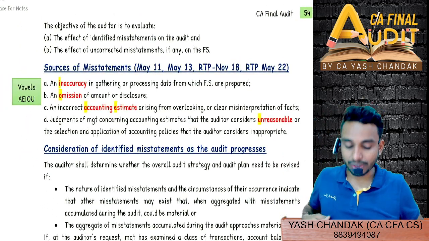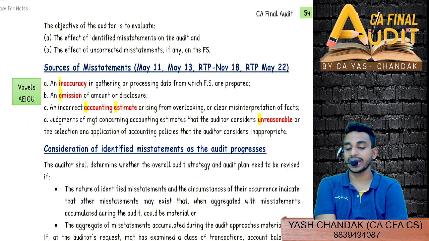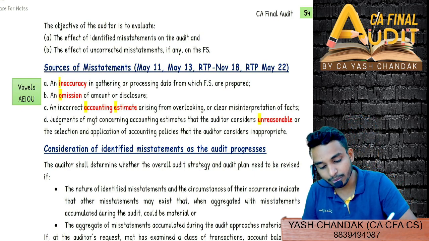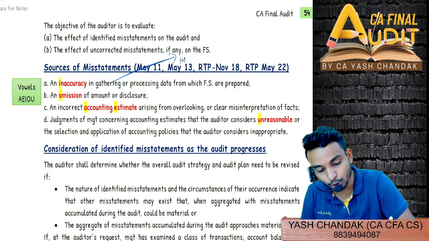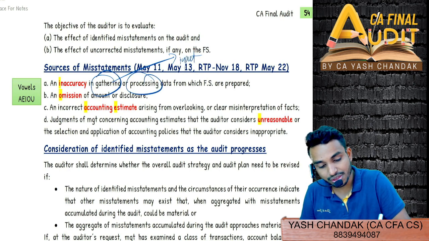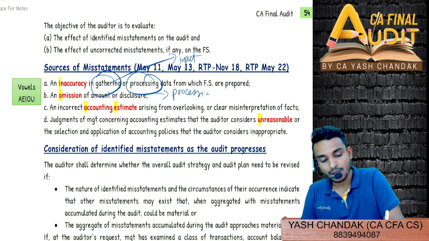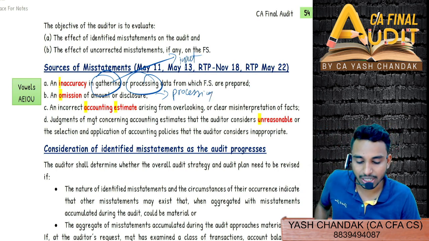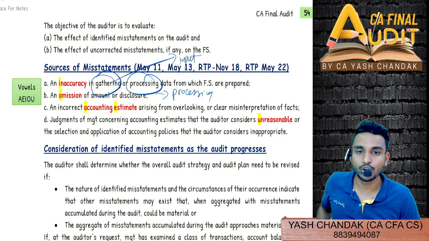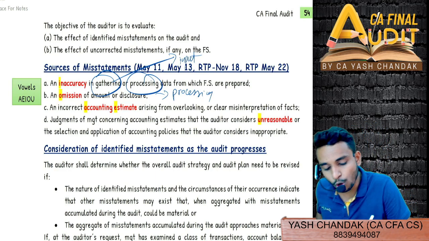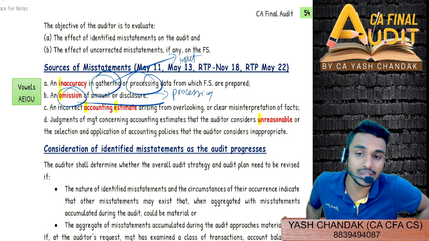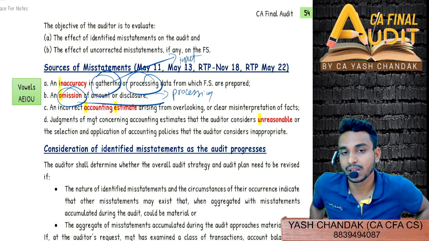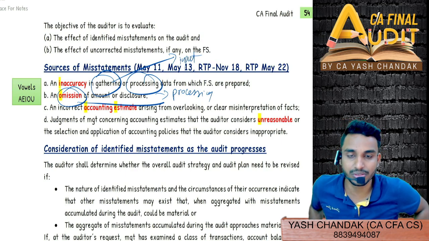It could be inaccuracy in gathering or processing data. That means your input is wrong. If your input is wrong, then definitely your output will be wrong. Gathering is input, and processing is processing. So inaccurate gathering or inaccurate processing, then definitely misstatement will happen. Similarly, omission. If there is any omission in the disclosures, in the notes to accounts, in the amounts in the financial statements, wherever there is any omission, that will amount to misstatement.